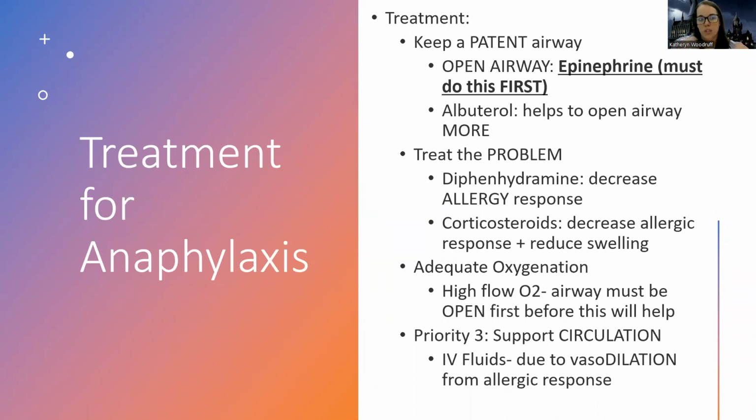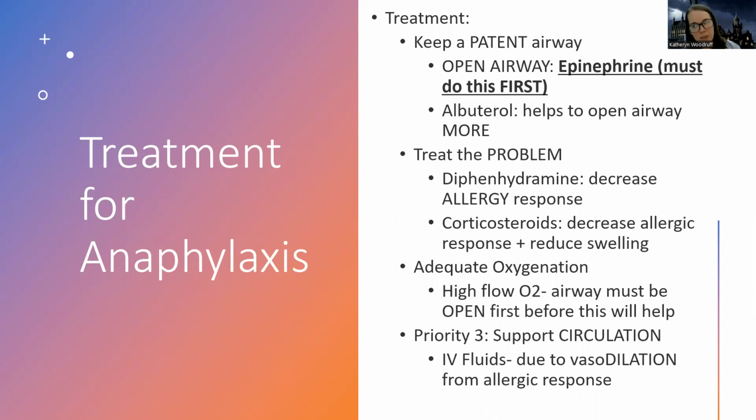that you're having. Other things that I might do is give things like albuterol. That's going to help open the airway and keep it open even more. And then we need to treat the problem. This is a hypersensitivity reaction. So I need to give diphenhydramine to decrease the allergy response. We usually give steroids to decrease the allergic response, and if there's swelling, especially in the airway, it'll help.